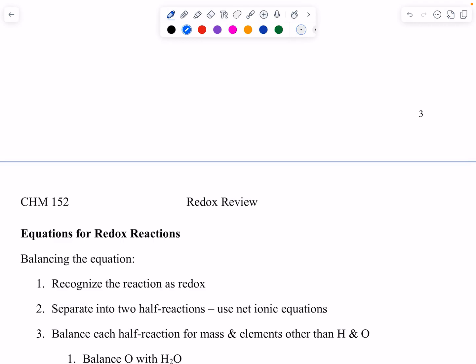Hey guys, welcome back. We're going to talk about balancing redox reactions. All right, so let's talk about this. We have reduction, and we're going to have oxidation. Reduction, we lose electrons, and oxidation, we gain electrons.